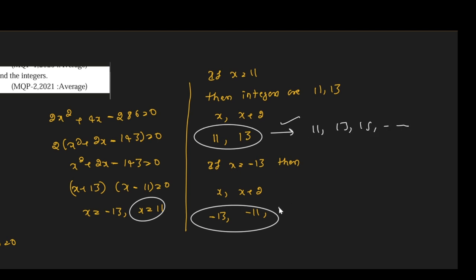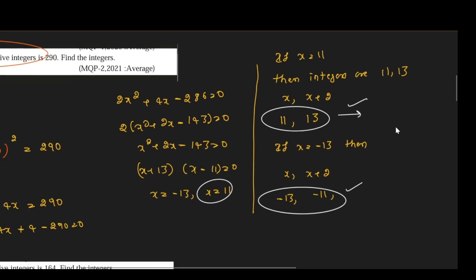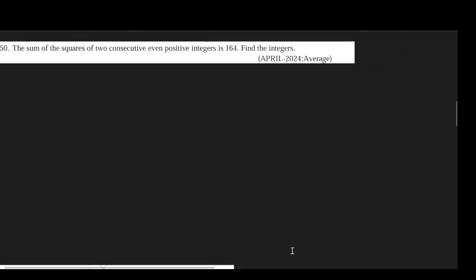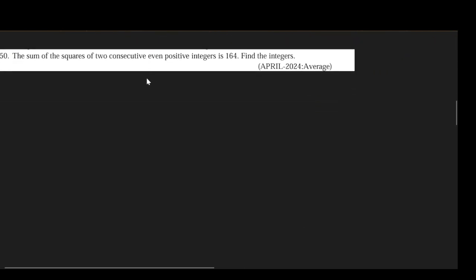So both are correct. When it comes to age, distance and all those things, we cannot take the negative answer. Because age cannot be negative, again distance cannot be negative, right? So in a similar way, the sum of the squares of two consecutive even positive integers is 164.